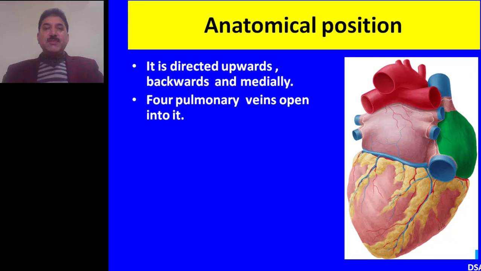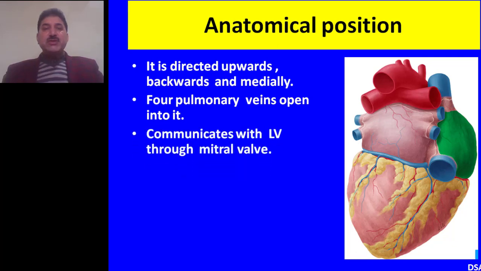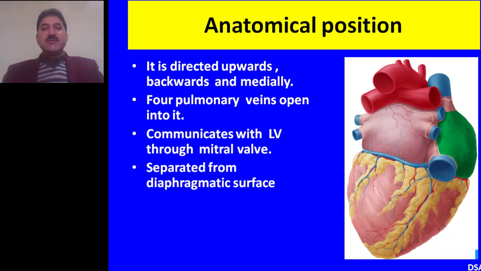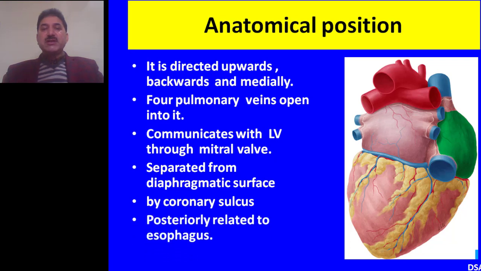It is directed upwards, backwards, and medially. Four pulmonary veins open into it. It communicates with the left ventricle through mitral valve, which is a bicuspid valve. It is separated from diaphragmatic surface of the heart by coronary sulcus containing coronary sinus, which is the largest vein of the heart. Left atrium is important clinically because it is related to esophagus, which is a content of posterior mediastinum.